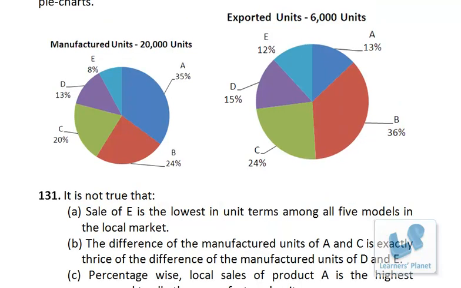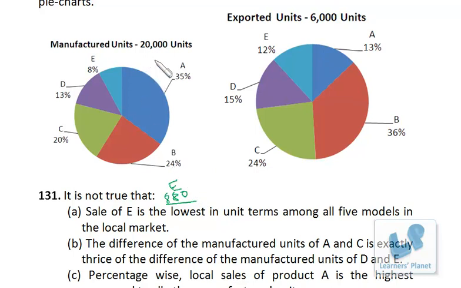Now see, it is not true that sale of E is the lowest in unit terms among all 5 models in the local market. Okay, so manufactured units of E is 8% of 20,000, that's 1600, and export is 720, so remaining around 880, that is the local consumption of E. Now quickly see for ABCD. A 35%, that is 7,000, is manufactured, and export is only 780, that is 13% of 6,000. So that's very big as compared to E, so not to consider.